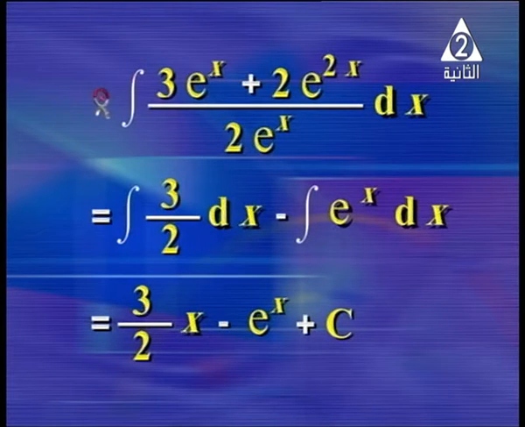Remember, dear student, we have integration of two functions, 3 e power x over 2 e power x plus integration of 2 e power 2x over 2 e power x. The answer is integration of 3 over 2 dx plus integration of e power x, which is 3 over 2 x plus e power x plus c.